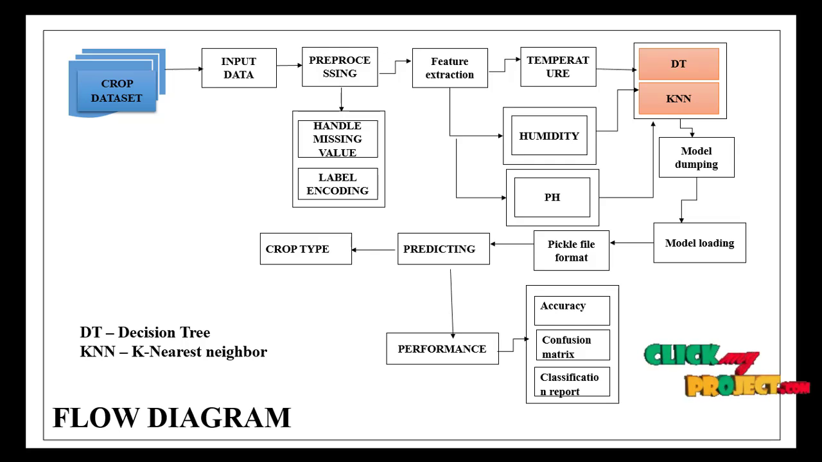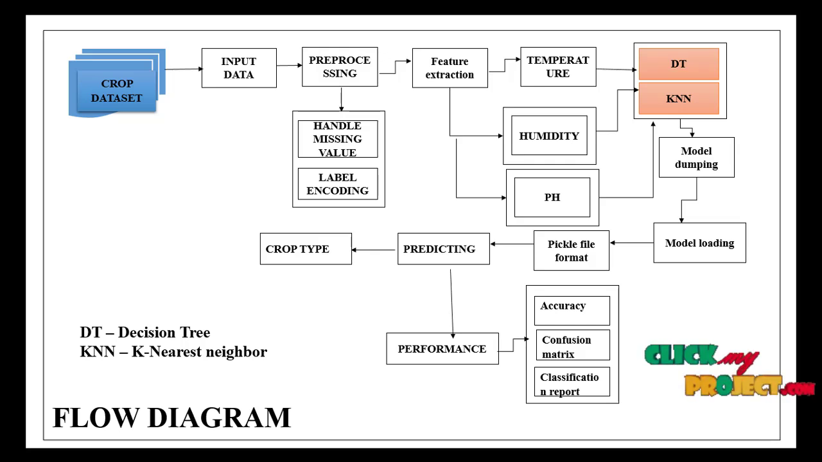This is our flow diagram. We take the crop data set as the input data. The second step is pre-processing, handling missing values and label encoding for treating the string values, and then we move on to the next module, feature extraction. Here we take 3 features: temperature, humidity and pH.